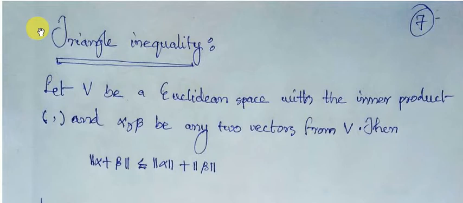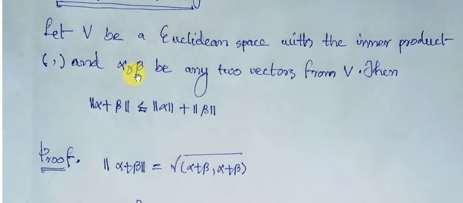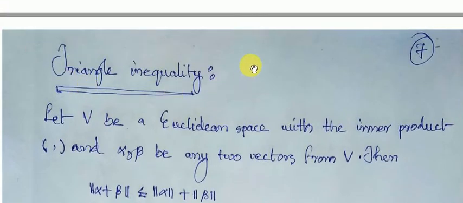Here we have a Euclidean space V on which the inner product function, notationally you are already familiar with this, is written in parentheses with a single comma. This is the inner product function on V. We have considered this Euclidean space V, and we have also considered two vectors alpha and beta from V. Then the triangle inequality tells us the norm of alpha plus beta.